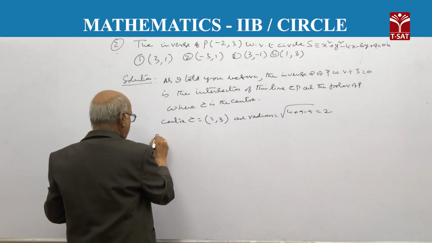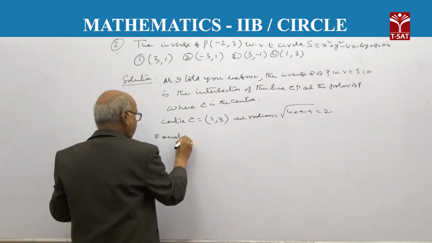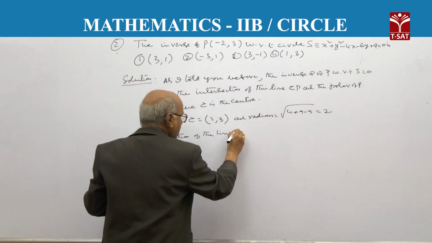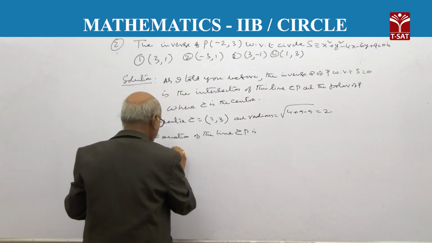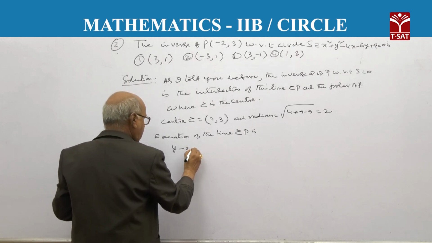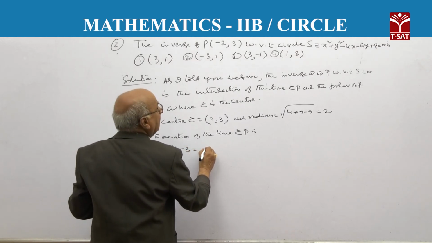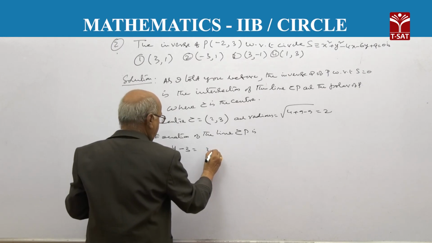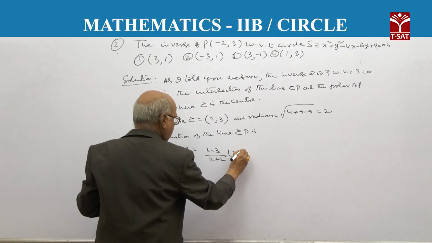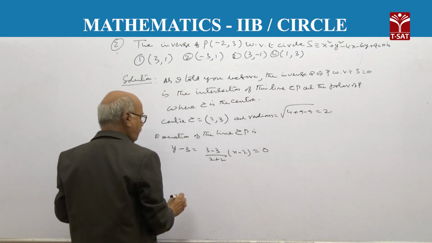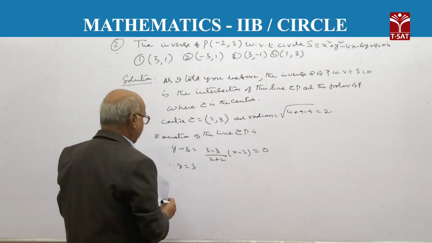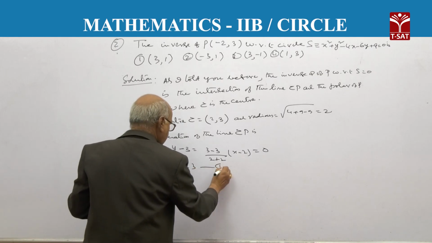Now the equation of the line CP is y − 3 = ((3 − 3)/(2 + 2))(x − 2), which is 0. So, therefore, y = 3. y = 3 is the equation of the line CP.